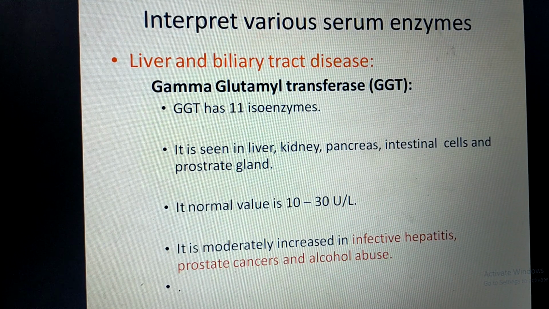This GGT has 11 isoenzymes. It is also found in liver, kidneys, pancreas, intestinal mucosa and prostate glands. So this point you have to remember while interpreting the results of GGT. Its normal level is 10 to 30 units per liter. It is moderately increased in infective hepatitis, prostate cancers and alcohol abuse, meaning alcoholic patients.